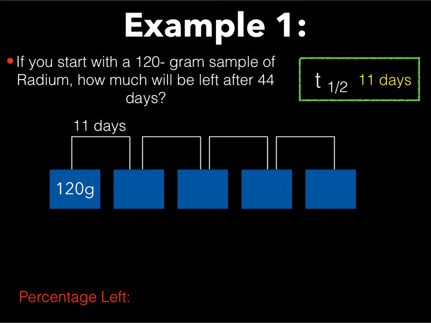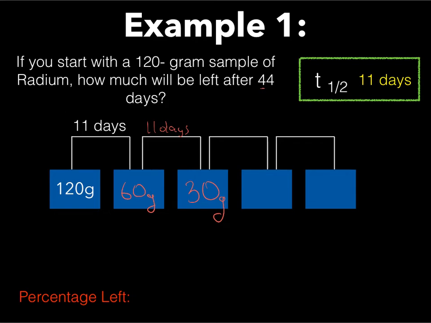The first example says, if you start with a 120 gram sample of radium, how much will be left after 44 days? This box tells you the half-life of radium, which is the time it takes for half of the sample to decay. It takes 11 days for a 120 gram sample of radium to decay in half. Half of 120 is 60 grams, and that takes 11 days. Then it takes another 11 days to decay again into 30 grams. We want to know how much will be left after 44 days.